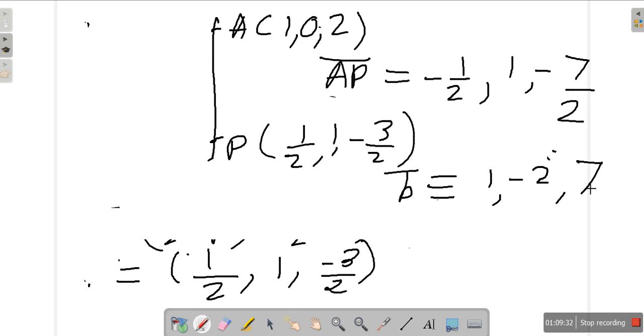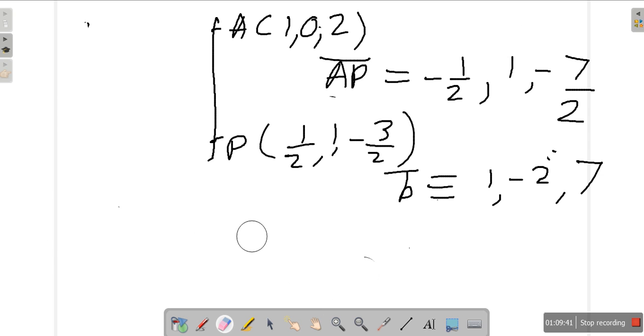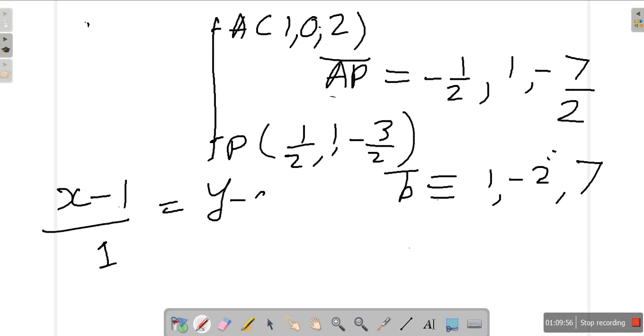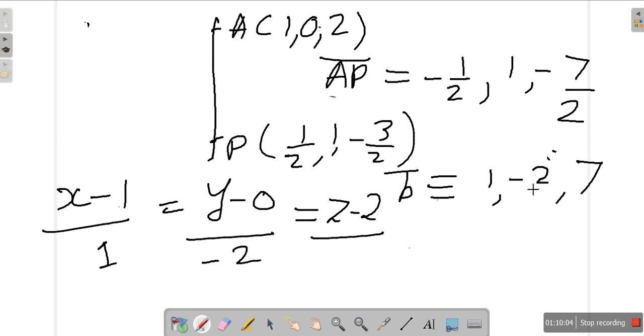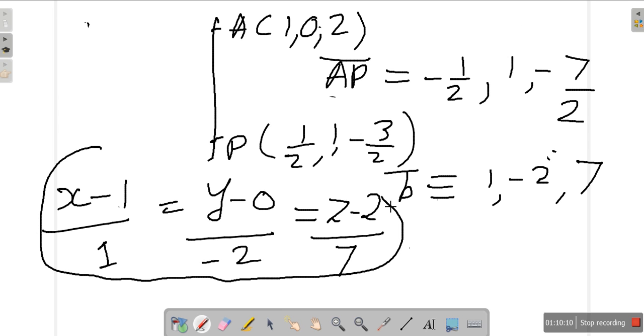So that's it, and that is the end of the problem. Now we can get the equation of line. So what is your final answer? The equation of line AP will be x minus x1 is 1 upon the vector B is 1 here, equal to y minus 0, you can write only y, upon minus 2, equal to z minus 2 upon 7. So this is our final equation of the line.